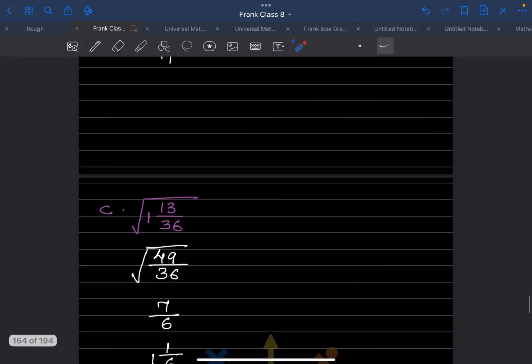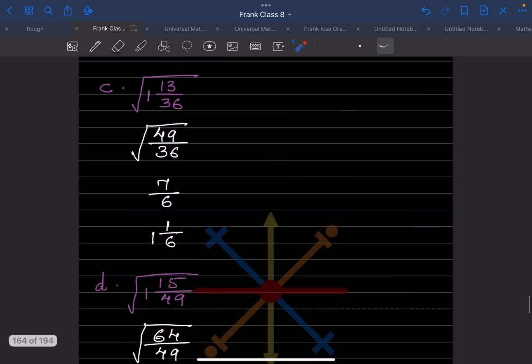Same here. Now what will you do? This is the mixed fraction. First you will make it improper. That is going to be 36 plus 13, that is 49 by 36. If you want, you can separate as I said. Root of 49 will be 7 and root of 36 will be 6. Now this is improper, so you have to make it a mixed fraction. That is 1 integer 1 by 6.